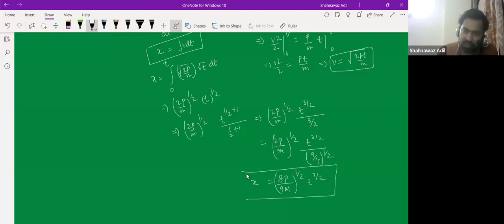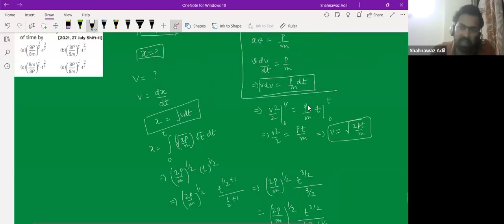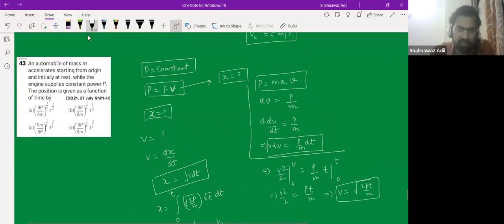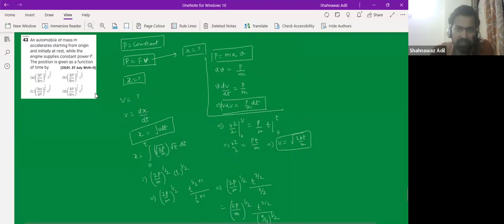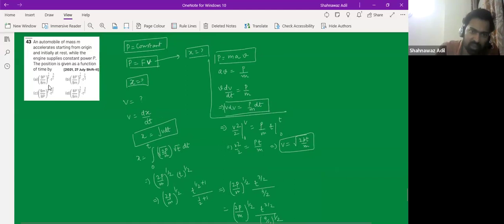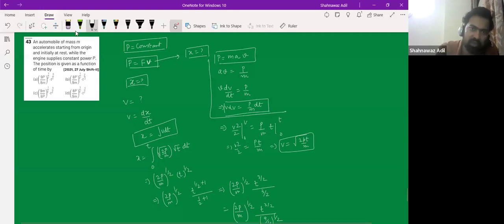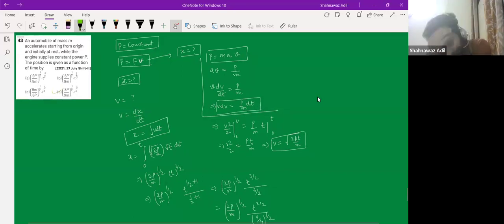Is it clear? So we have to do two integrations here, everyone. Yes, is it clear? So what is the answer? 8p by 9m power half, t to the 3 by 2. So this one is the answer. Okay, so please note this thing down.